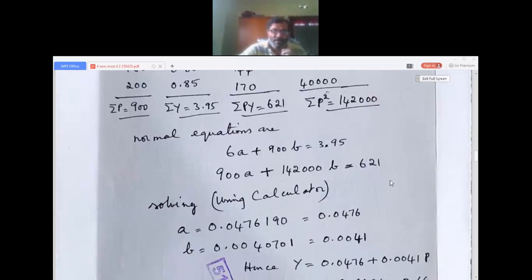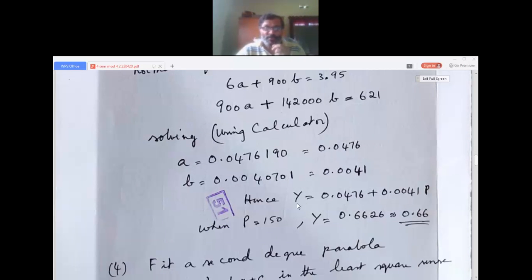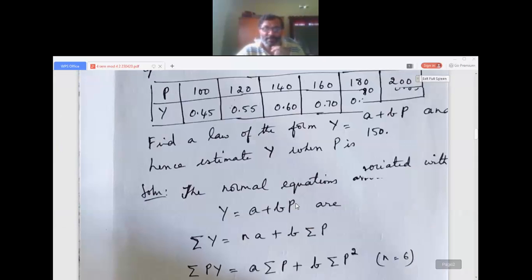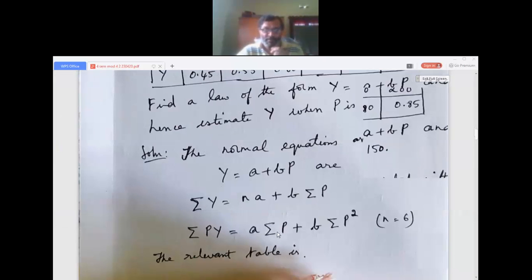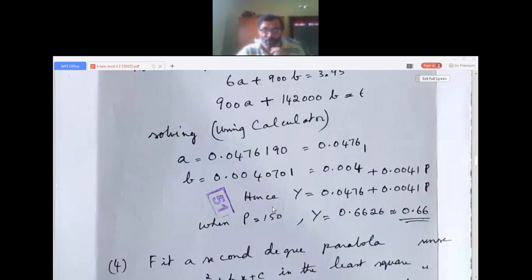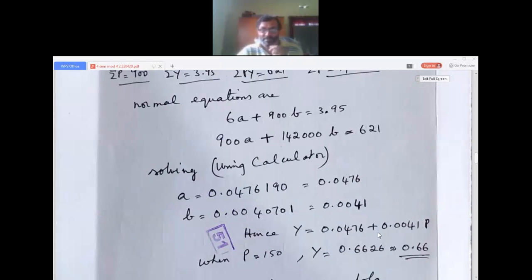When we solve it, I approximate it to 4 decimal places. You will get A as 0.0476, and B I got 0.0041. All of you know it already. In your M1, M2, M3 you studied how to use calculators to solve equations or factorize quadratic equations, etc. So now put the values. Y equals A plus BP, so the A and B values: A is 0.0476 plus B into P, that is 0.0041 into P.